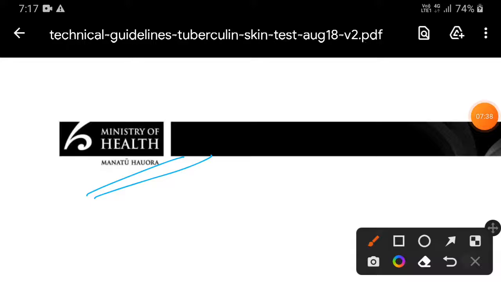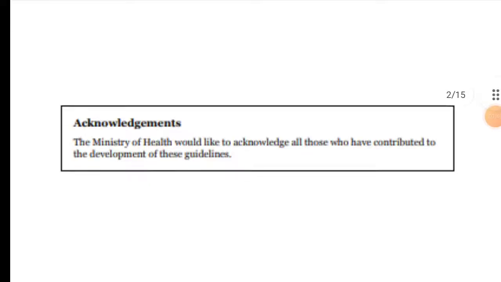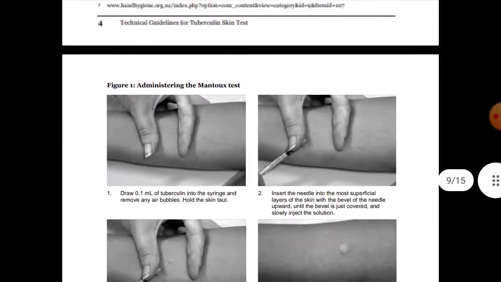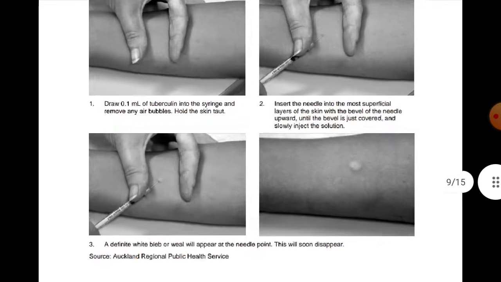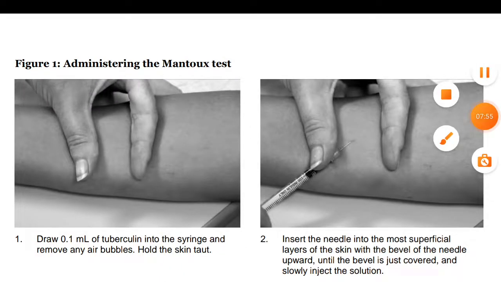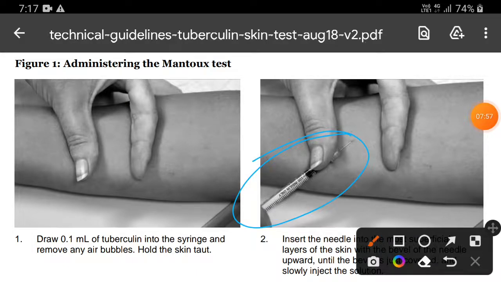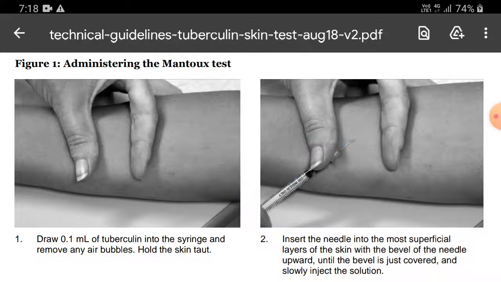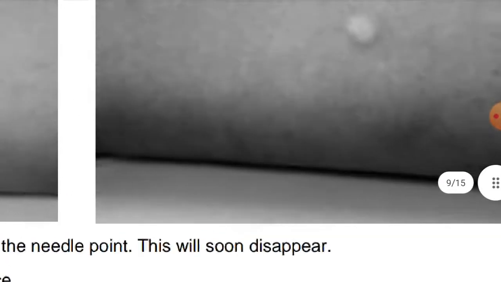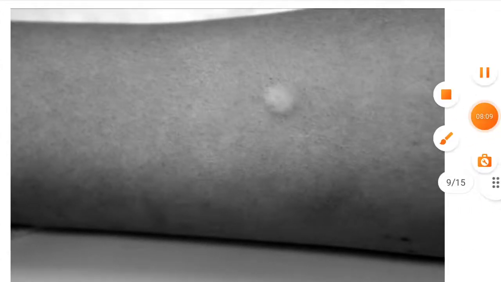Here I will use a picture from the Ministry of Health that I downloaded from the internet. You can also consult it; I will put the link in the description box. That is how the Montoux test is done. As you can see here, PPD, that is purified protein derivative, which is nothing but tuberculin, is injected in between the layers of the dermis, and then after 2 days there will be a large induration.